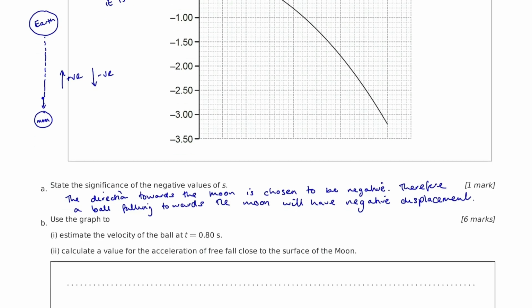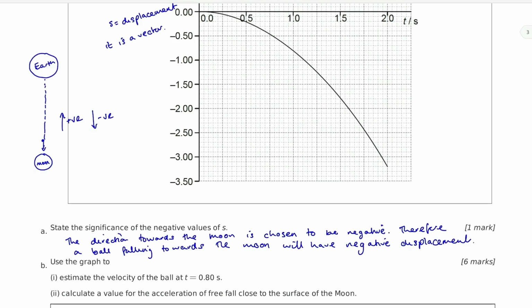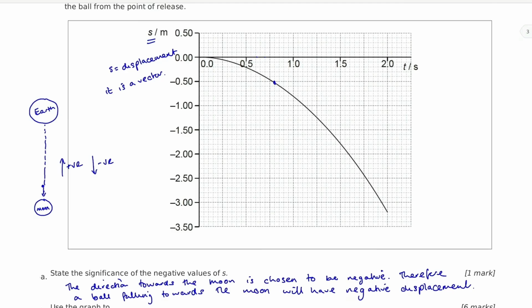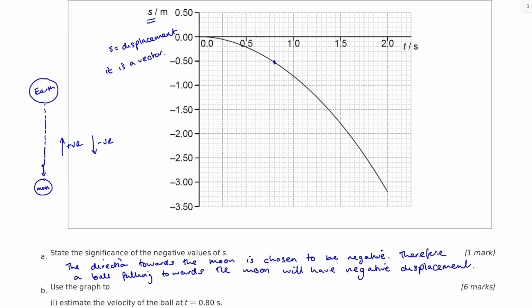Use the graph to estimate the velocity of the ball at time t equals 0.8. I'm going to get my ruler for this. So we want to go to 0.8, so that's 0.6, 0.7, 0.8 there. And we want to draw a tangent to the line at that point. Let's move the graph down a bit. It's not easy on an iPad actually, but we'll try anyway. So we've drawn the tangent to the line there.